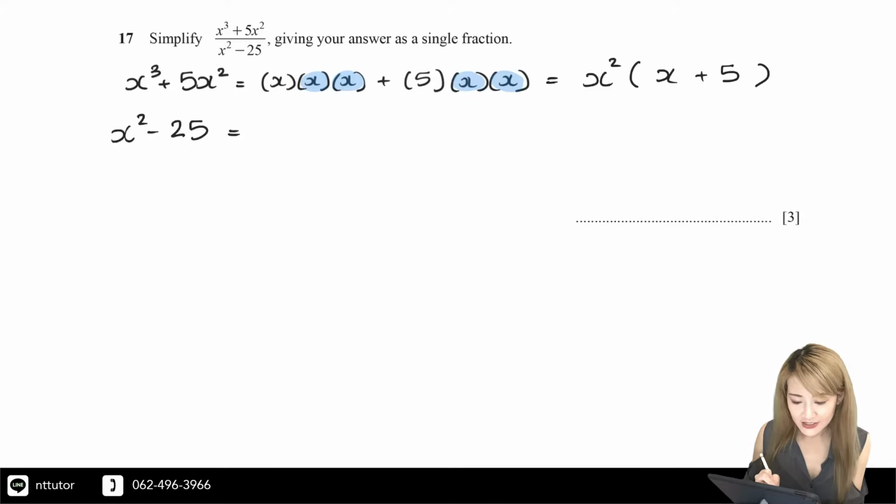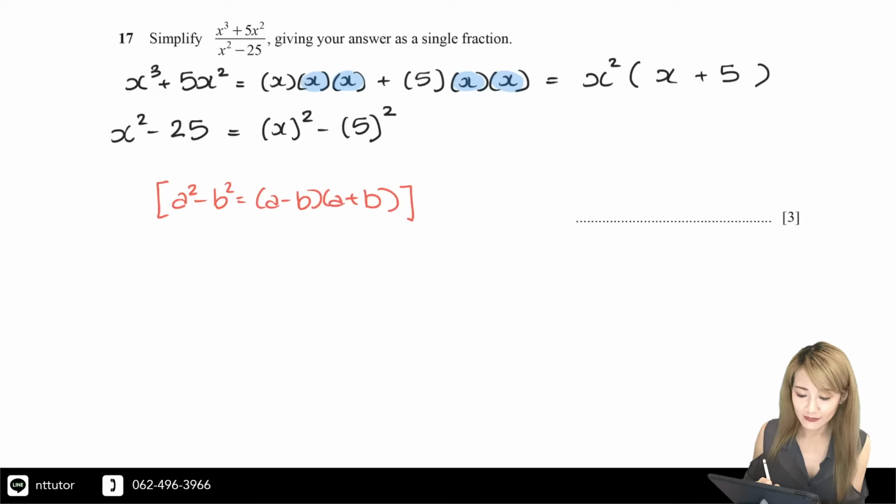And then to factorize x squared minus 25, it's a quadratic, but there's no x to the power of 1 term. There are also no common factors, so we can't take out common factors to factorize this. But both numbers can be squared, as in it's x squared minus 5 squared. So we can use the rule a squared minus b squared equals (a minus b)(a plus b) to factorize this. So this will turn into (x minus 5) multiplied by (x plus 5).